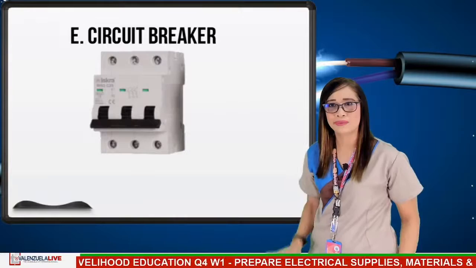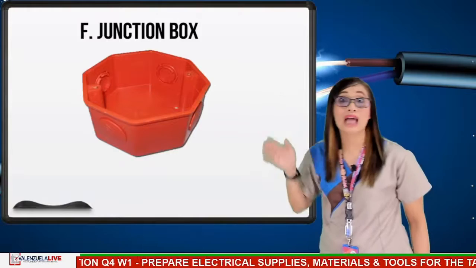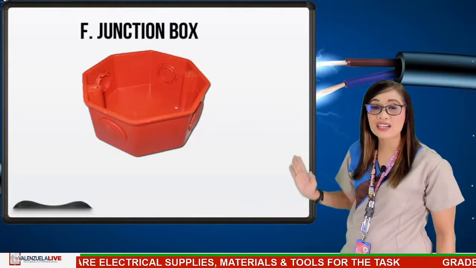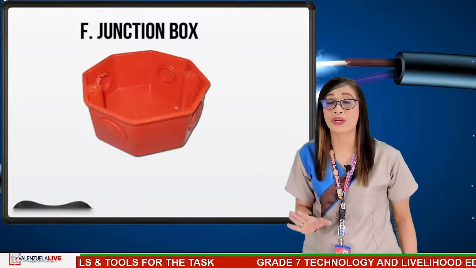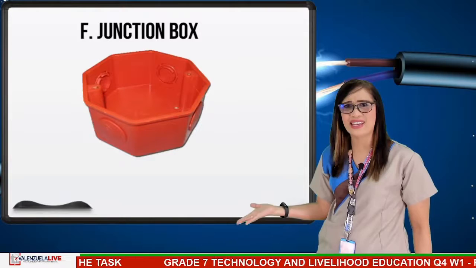Junction box. This is an octagonal shape electrical material where the connection or joints of wires are being done. It is also where the flush type lamp holder is attached to. This could be metal or plastic. We call it PVC or polyvinyl chloride.